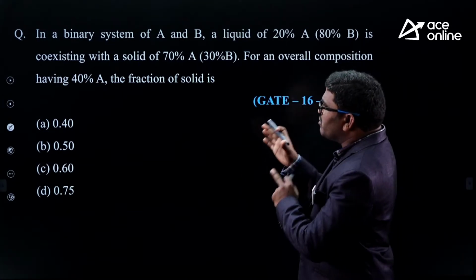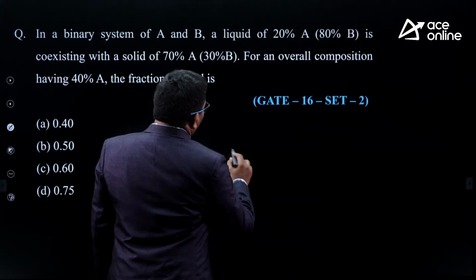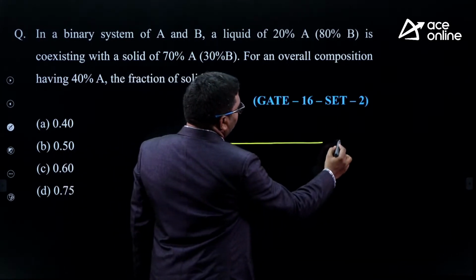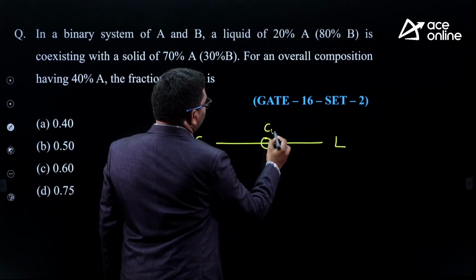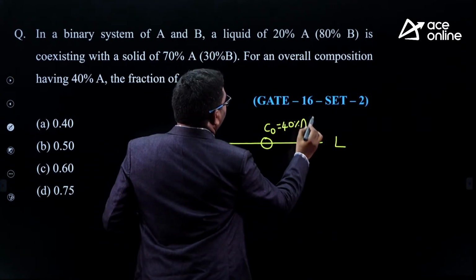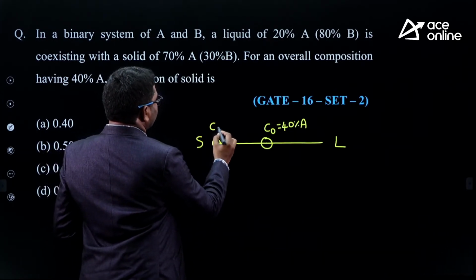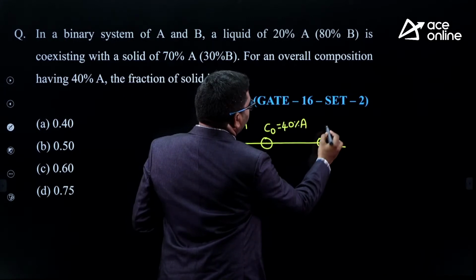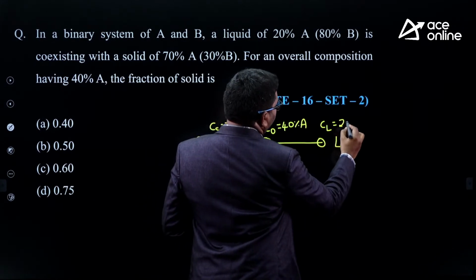This is actually a lever rule question. This type of questions they'll ask you also. Okay, directly you can draw a lever line here. On one side of the lever line I am representing solid, on the other side liquid, and in the middle I am representing a point, the chemical composition, with 40% A. A complete solid you will get at 70% A, and a complete liquid you will get at 20% A, right.